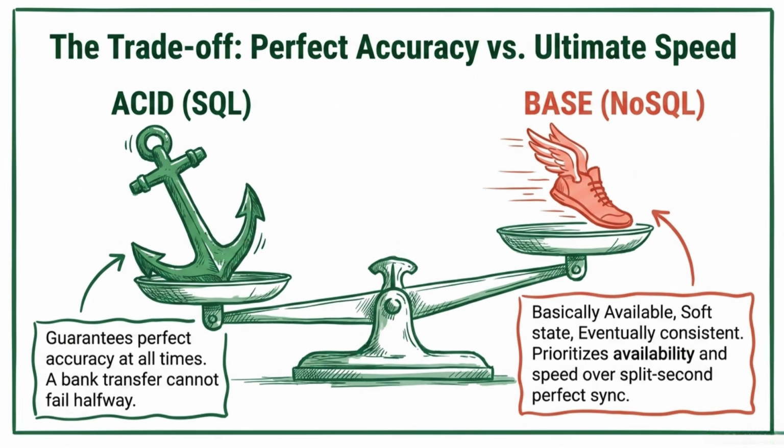The trade-off, perfect accuracy versus ultimate speed. This is the most important philosophical difference between the two. SQL follows ACID, guaranteeing perfect accuracy at every single moment. A bank transfer cannot fail halfway. NoSQL follows BASE, basically available, soft state, eventually consistent, deliberately trading split-second perfection for extreme speed and availability. Different goals, different guarantees, different use cases entirely.